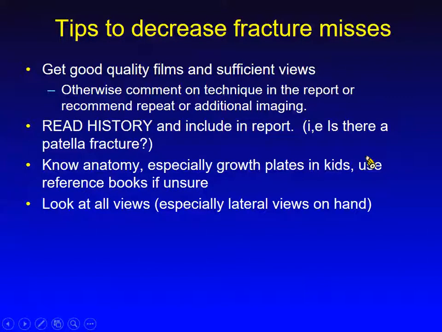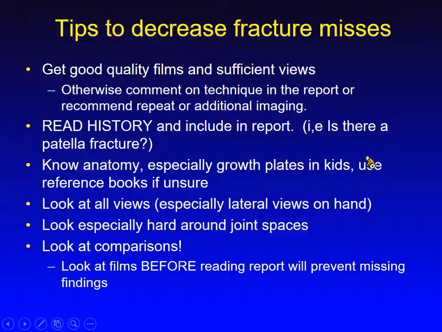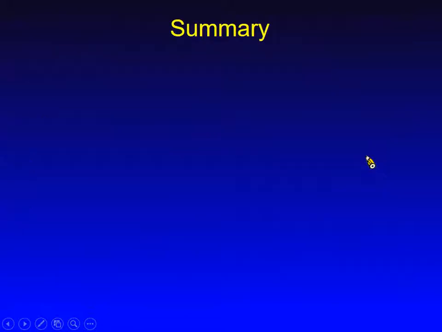Look at all views of the study, right? A lot of times, certain findings are only seen on one view, such as a lot of the injuries along the hand on the lateral view. Look especially hard around the joint spaces. Again, some of the most missed fractures are the metacarpals and the metatarsals in the foot and hands, but proximally at the joint space. And then look at comparisons, and again, look at the films before you read the report. That way, you won't have any misfindings or be biased by what the report says.